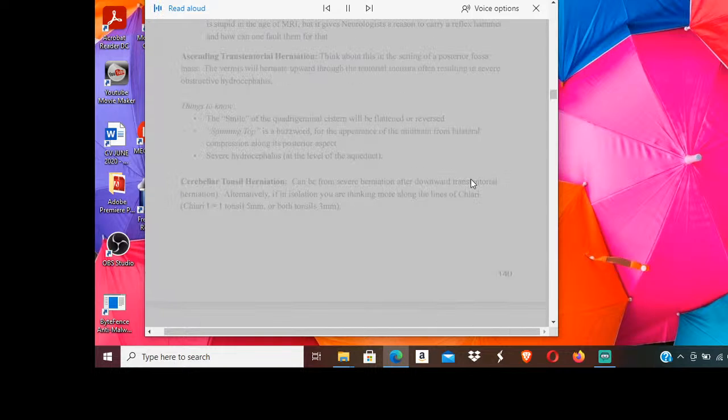Localization is stupid in the age of MRI, but it gives neurologists a reason to carry a reflex hammer, and how can one fault them for that?